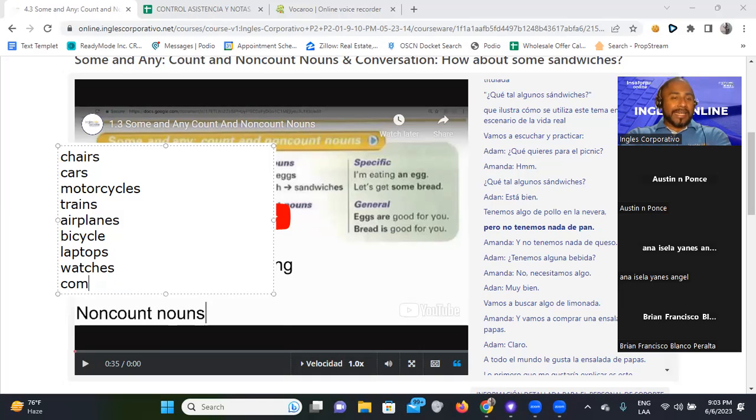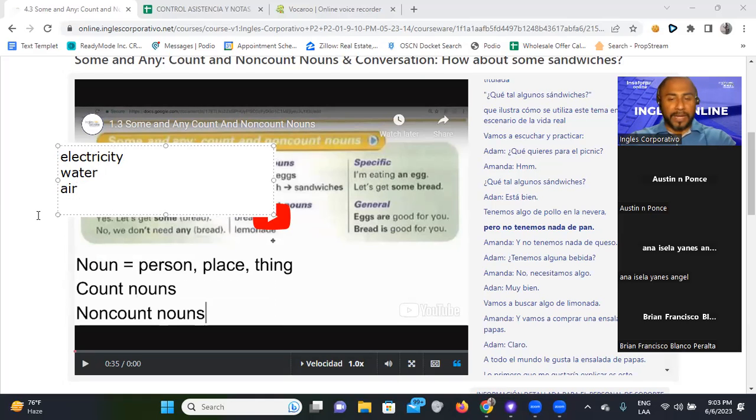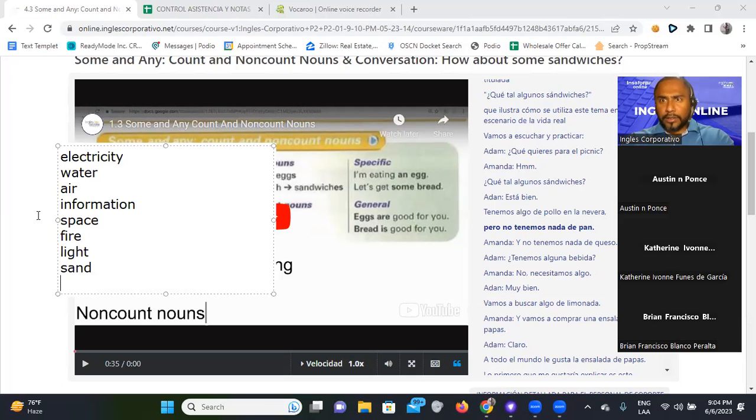Now we are going to look at non-countables. For example, electricity. Water. Air. Correct. What else? Information. What else? Fuego. Fire. Space. Fire. What else? Light. Sand. What else? Shadow. Or the dark or shadow? Shadow, shadows. Yes, you can count shadows.